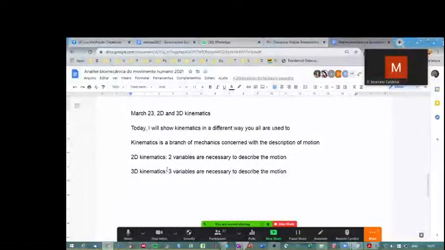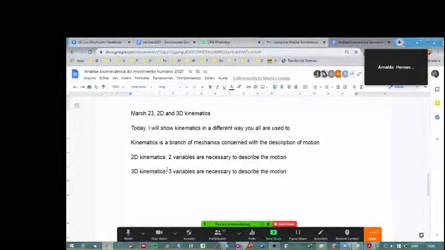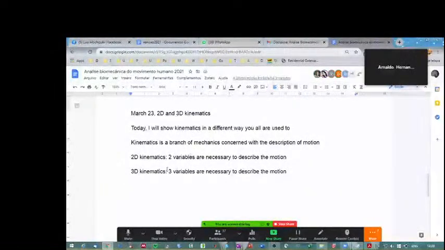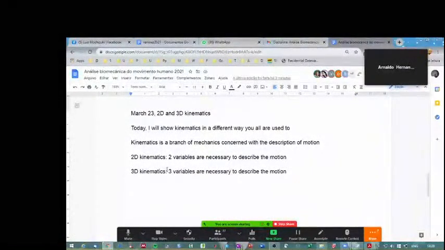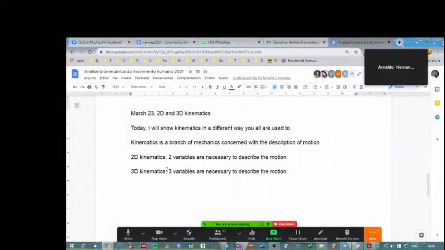So when I say two variables, it doesn't need to be x and y. It can be any two variables to describe the motion. But we are used to thinking about coordinates x, y, and z because we are used to the Cartesian system of reference.